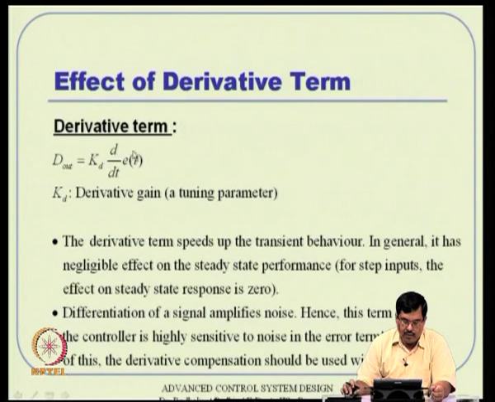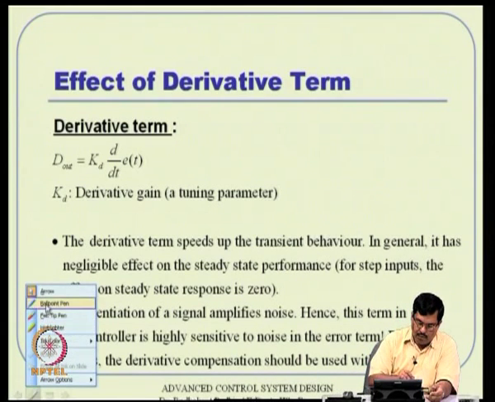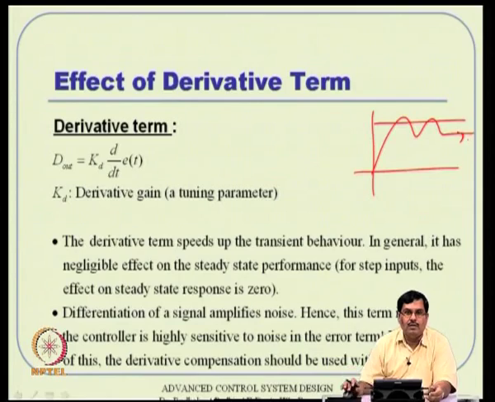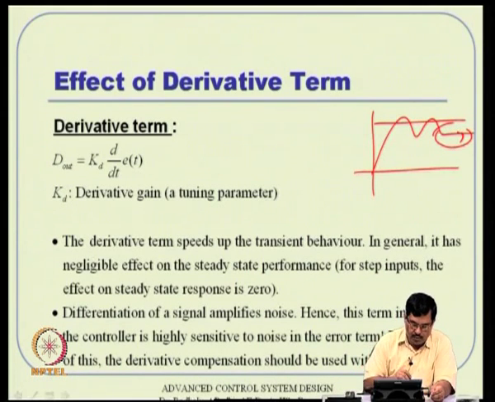Now, coming to the last term, the derivative term, what does it do? The derivative term helps us speed up the transient behavior, because we are talking about accounting for future values of the error, and it also accounts for a high pass term sort of thing. In general it has negligible effect on steady state performance though, because ultimately the derivative itself becomes 0. If you talk about a step response, then ultimately the derivative is 0 anyway. So, once you compute the derivative in this segment, it is as good as having nothing.